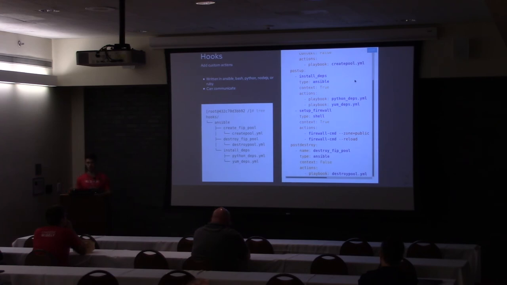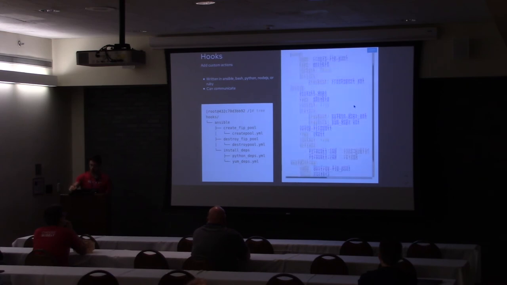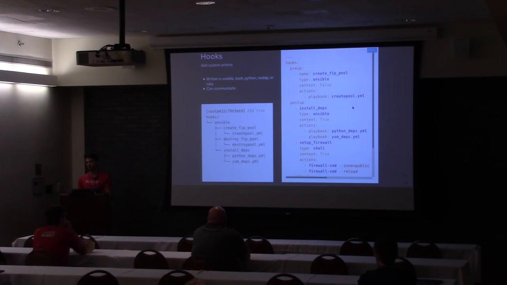This is where hook communication comes into play. That first hook can save data to the RunDB in LinchPin that says, yes, I actually had to create this FIP pool, or no, I didn't. And the post-destroy hook can take action based on that. The last thing I want to point out is this context variable. The context determines whether a hook is run on the machine on which LinchPin is running or on the provisioned resources. So in this pre-up hook, context is false, it'll run locally, or in the post-up hook where you're installing the dependencies, context is true and it'll run remotely.